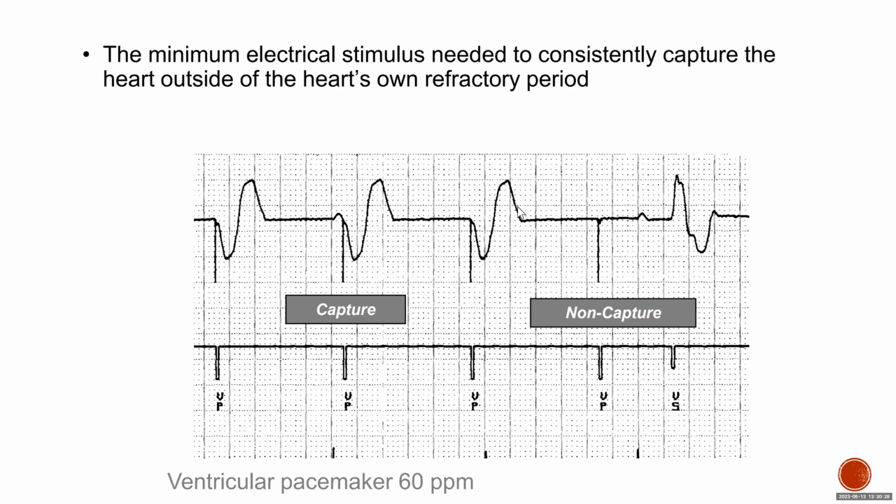Usually we set it higher than the threshold. This is the lower limit. So for safety, we double it or triple it. And we say, okay, program it at 3. So we know for sure it will capture every time it's needed.